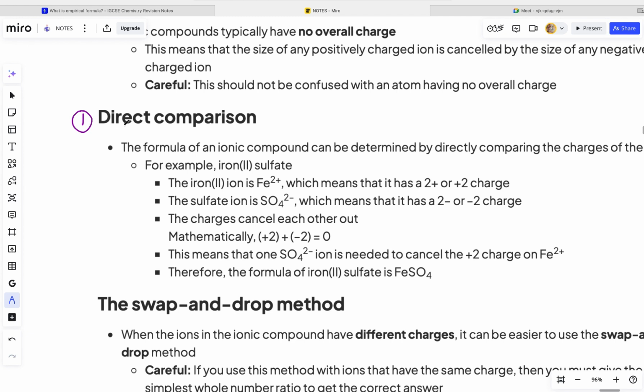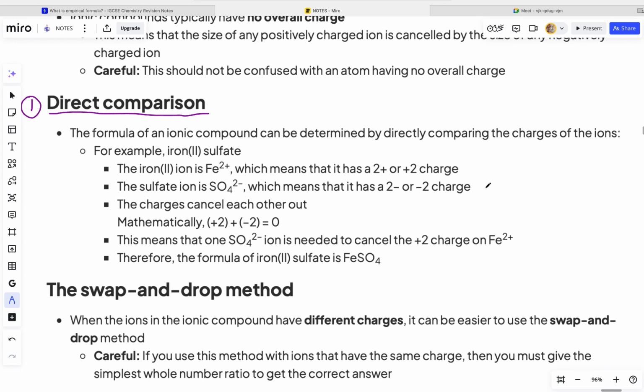One is called the direct comparison. Now, the formula of an ionic compound can be determined by directly comparing the charges of the ions. We just compare the charges of the ions. First, let me show an example.